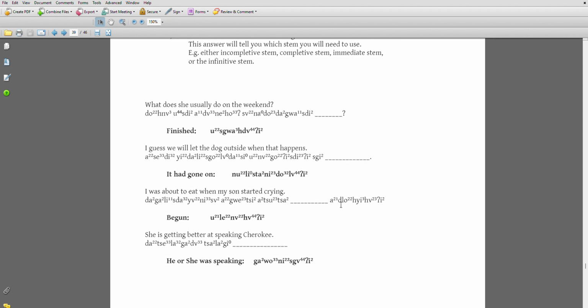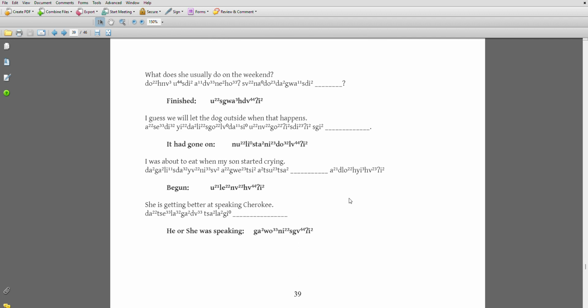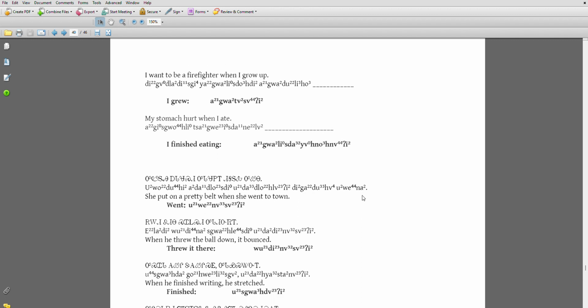She is getting better at speaking Cherokee. Taje lagatan. Chalak. Gawaniskai. When she was speaking. So that means in the past you've noticed that when she was speaking it, she had gotten better. So that's why you choose the incompletive stem and say was speaking.